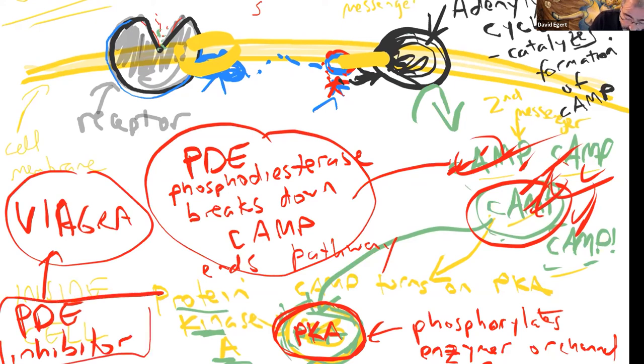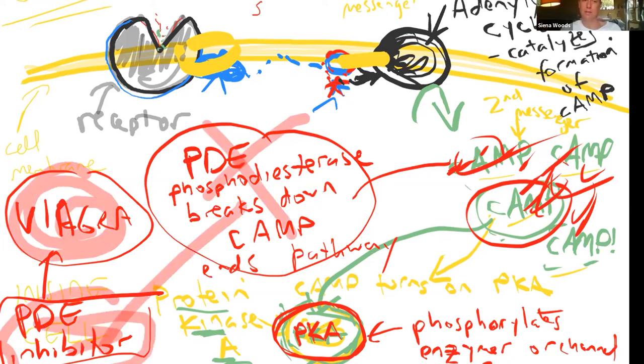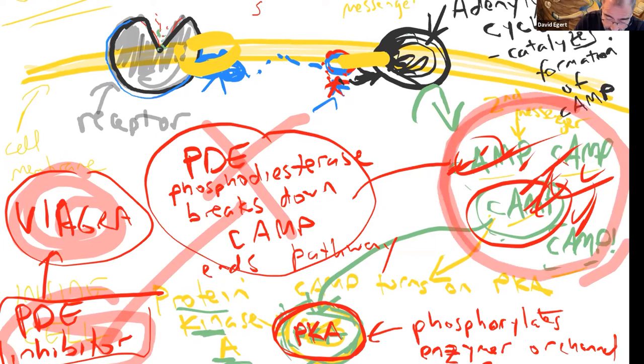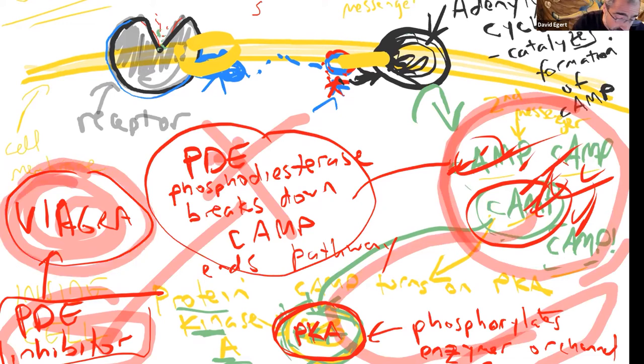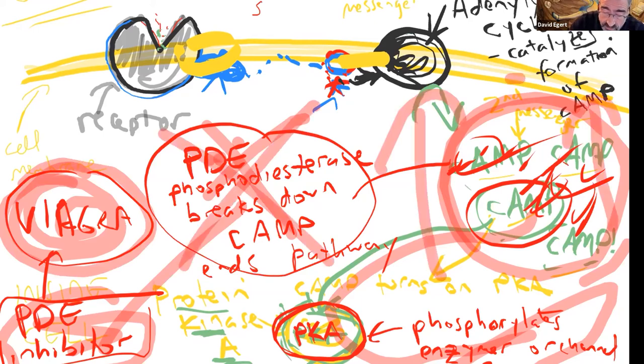So why would giving somebody a phosphodiesterase inhibitor help some guy with erectile dysfunction? It would prevent the signal from being turned off. Exactly. So this pathway turns on, makes the second messenger, the guy gets his erection. And normally you'd have the phosphodiesterase then coming in to turn off the pathway. But if he's got the Viagra in the system, this is not functioning. We have the second messenger level staying high and the pathway stays on.